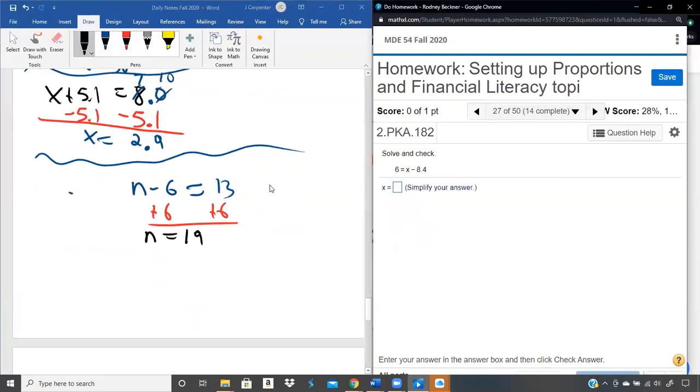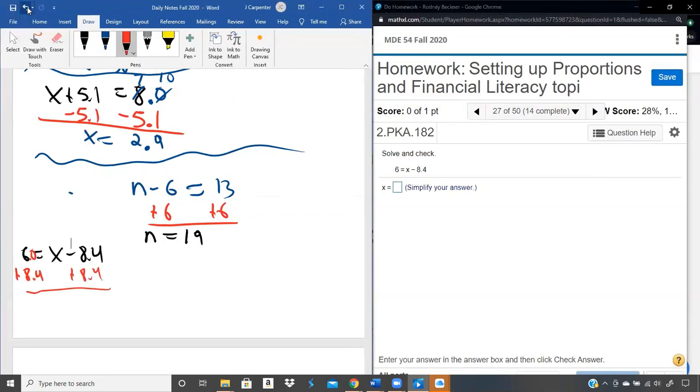If the variable's on the right side, does that really affect anything? No. 6 equals x minus 8.4. The x is what you're trying to isolate, so you got to get rid of the minus 8.4. We do that by adding on both sides. Add 8.4. Those cancel. And then 0 plus 4 is 4. Bring down your decimal. 6 and 8 is 14.